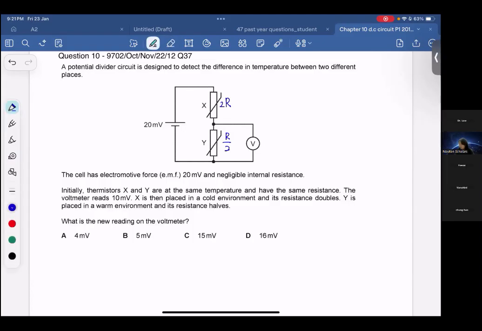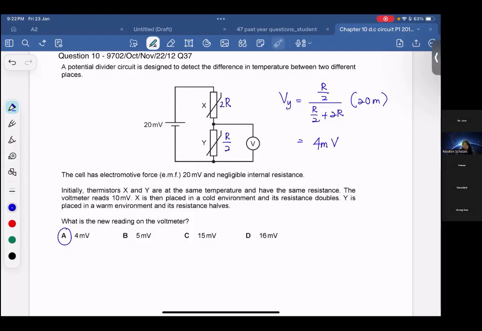Let me have a look. Wesley, no. Chonghan, yes. So dear, at here your voltage across Y should be R over 2 divided by R over 2 plus 2R, times your total 20 millivolt. So you use your mathematics and you should get 4 millivolt. Answer should be A.